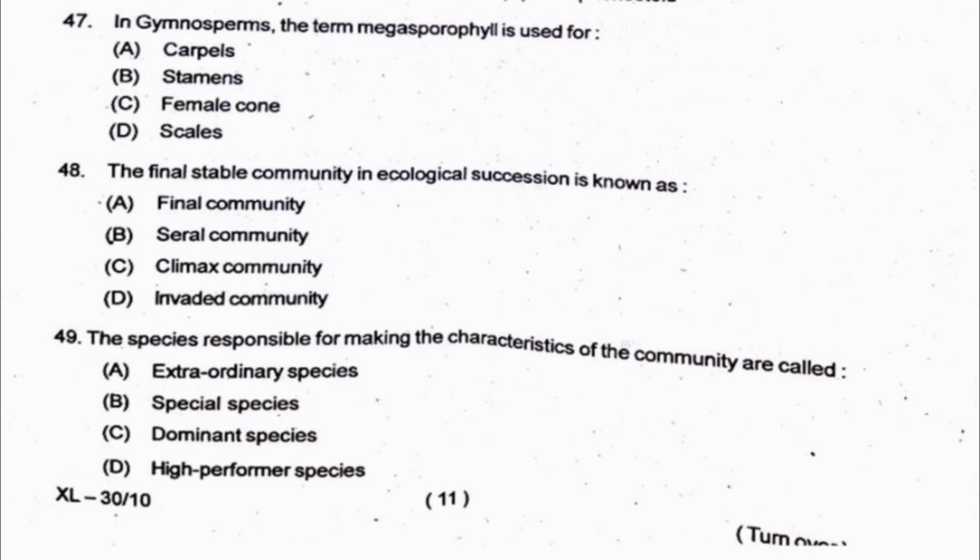Okay. Next, question number 49. The species responsible for making the characteristics of the community are called: option A, extraordinary species; option B, special species; option C, dominant species; option D, high performer species. So the correct answer is option C, dominant species.